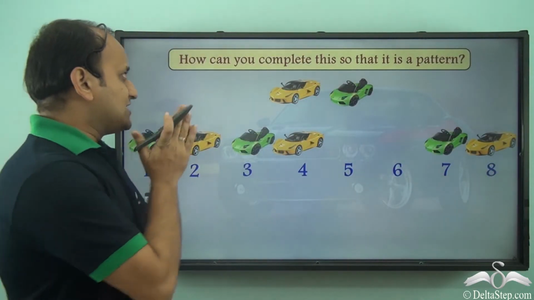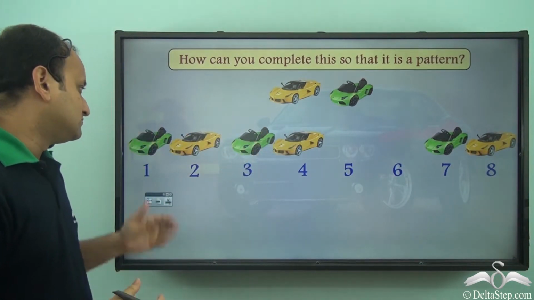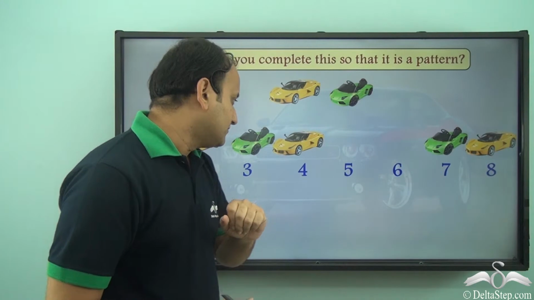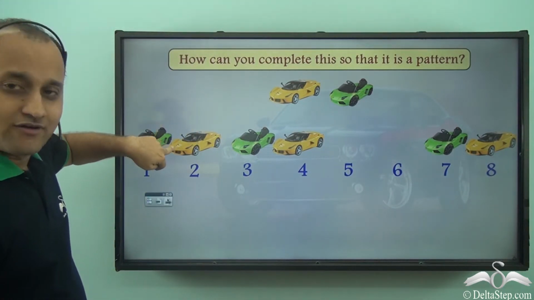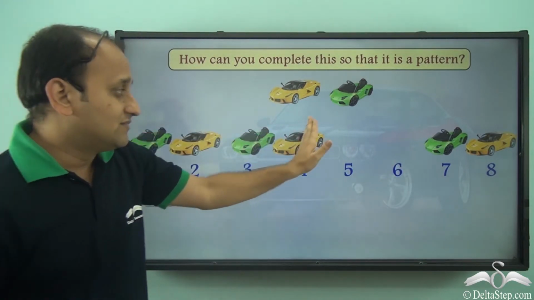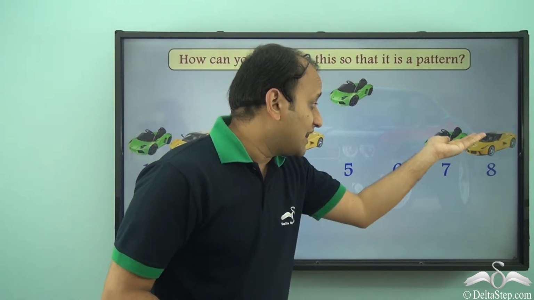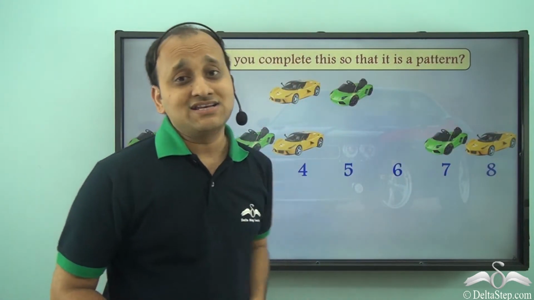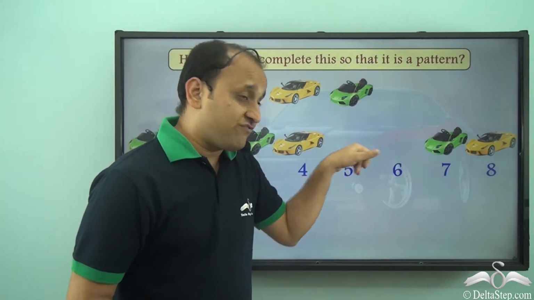Now, can you tell me, how can you complete this pattern? I have this particular pattern here. So I have a green car, then I have a yellow car, a green, a yellow, then two of these are not given, then again I have a green and yellow car. So what will be in the position 5 and 6?